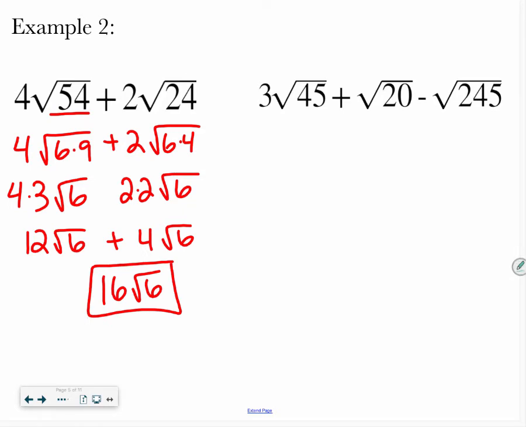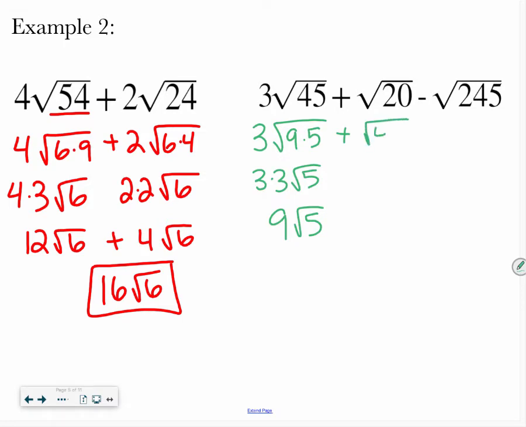Alright, let's try another one. We have 3 square root of 45. I see 45, I think 9 times 5, or 3 times 3 times square root of 5, which gives me that 9 square root of 5. Square root of 20, that one breaks up into 4 times 5, or 2 square root of 5.